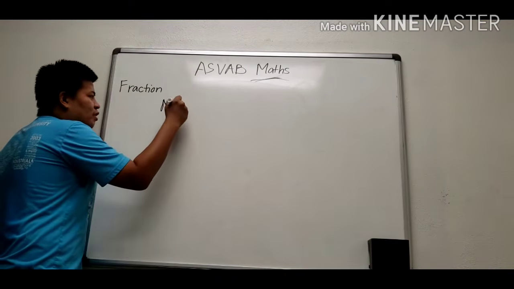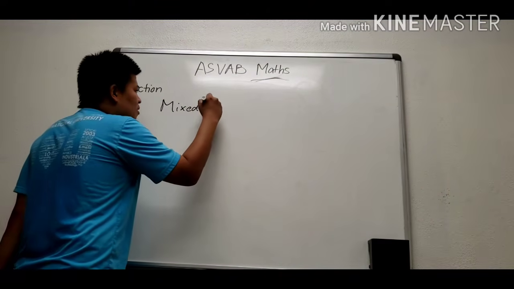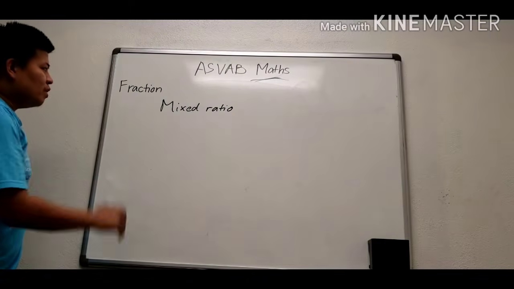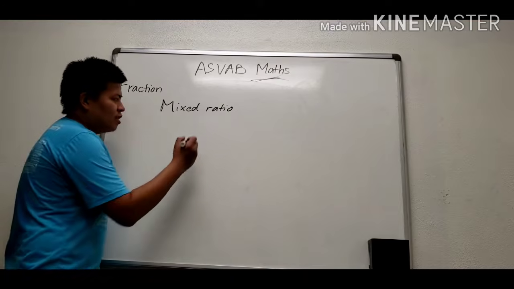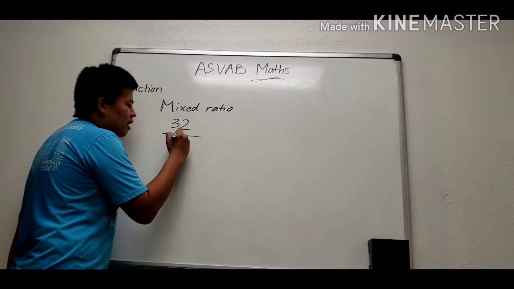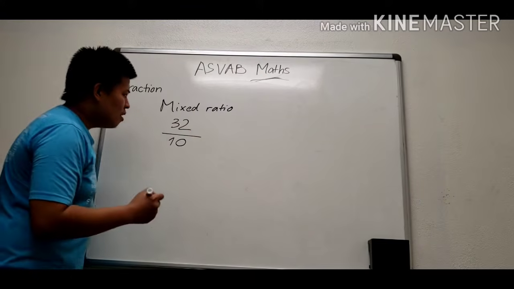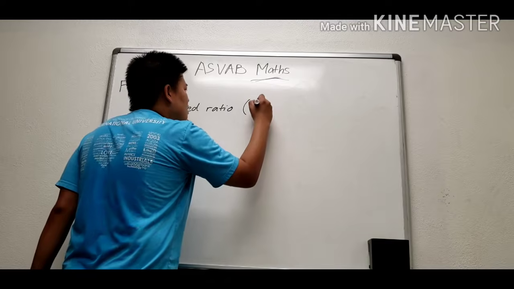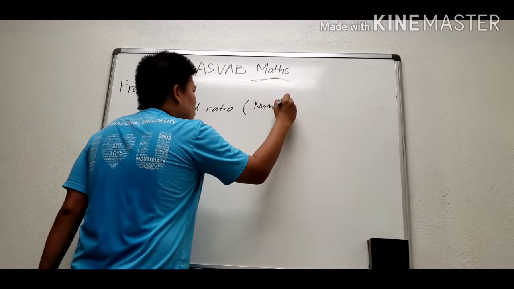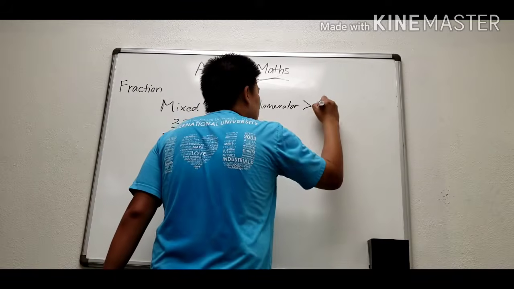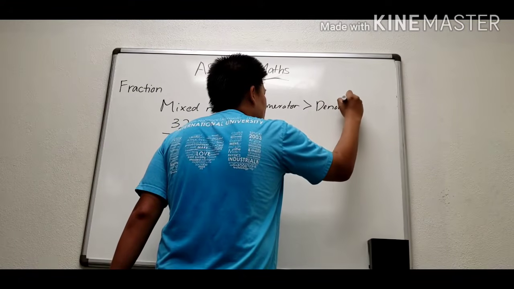About the mixed ratio. This is about the mixed ratio right now. For example, we have 32 divided by 10. We can use a mixed ratio when the numerator is higher than the denominator.